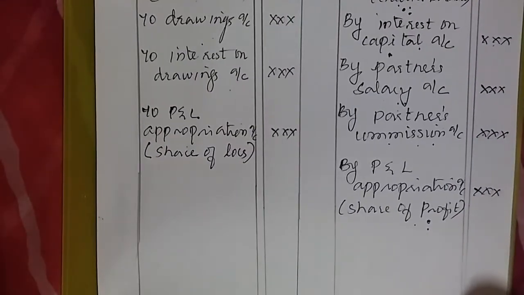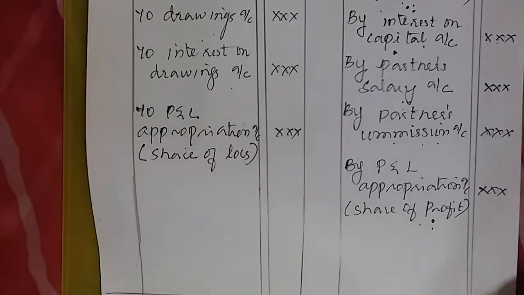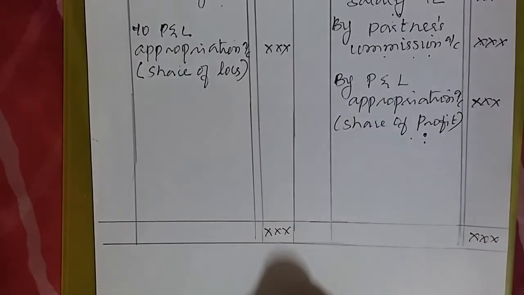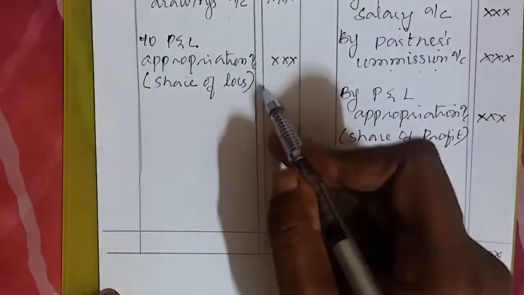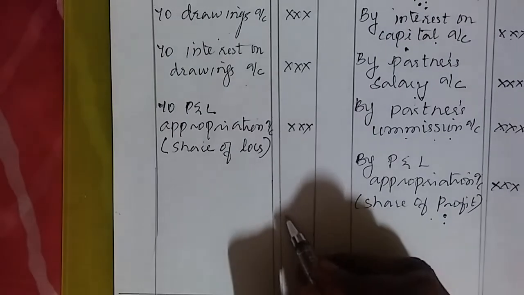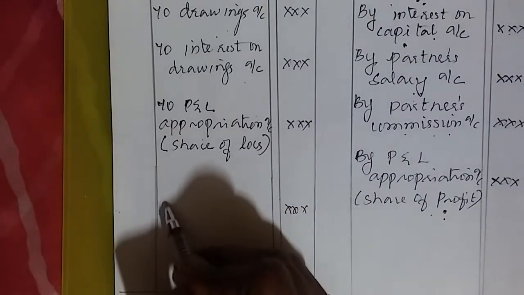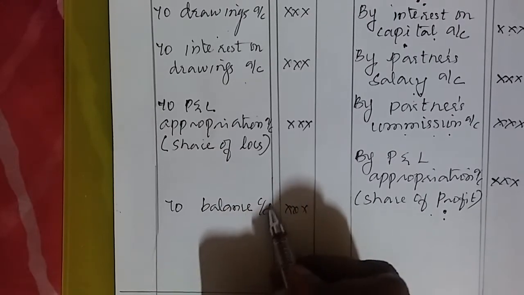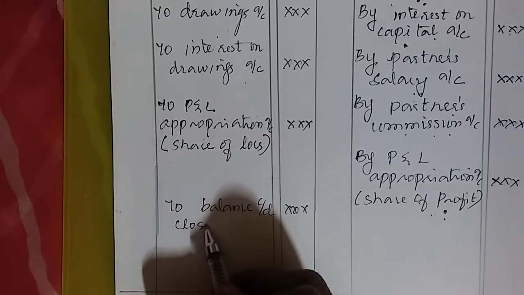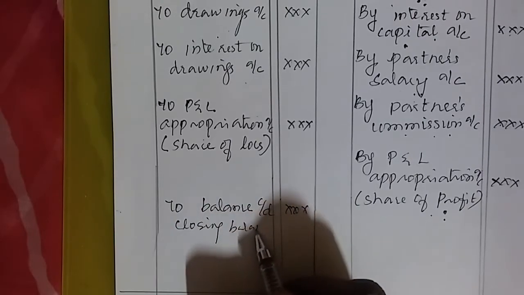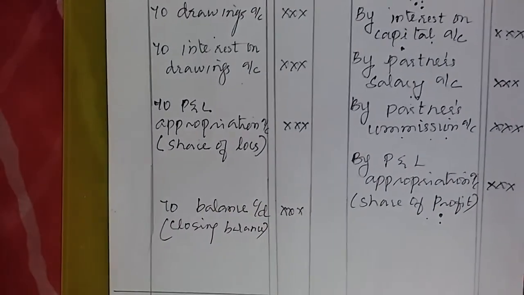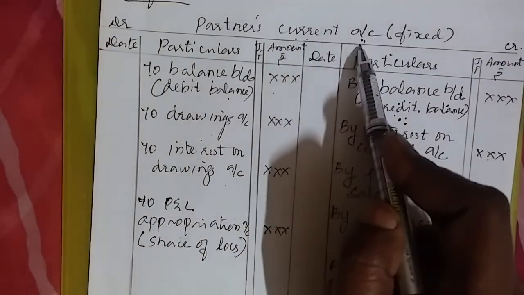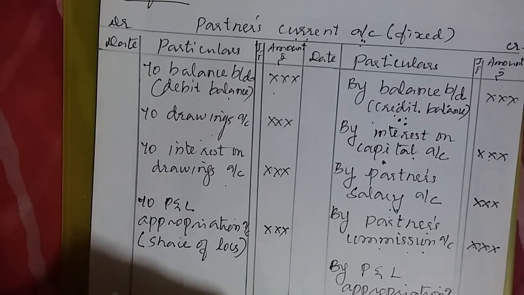So once again, the total, I write the same total here on the debit side. From this I deduct all these debit items, then I get the balance. That balance should be written here as to balance carried down. This is the closing balance of current account. Is it clear? So this is about partner's current account under which method? Fixed method.